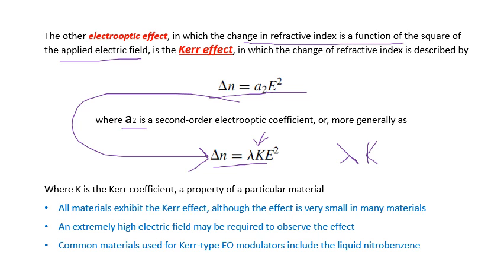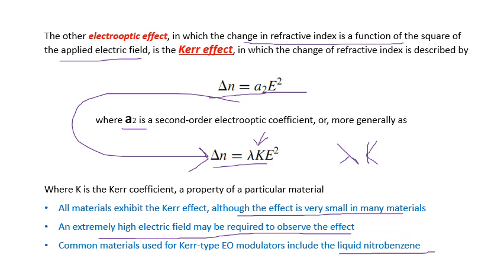It has been studied that there are many materials that show this kind of effect, the Kerr effect. In some there is a small Kerr effect, in some a more prominent Kerr effect. Some people say almost all materials can have a Kerr effect. Some is very small, which we cannot measure, and some is more prominent, which can be measured. But in any case, we need a high electric field to observe this kind of effect. The common material used for Kerr-type modulators is liquid nitrobenzene, which is toxic.